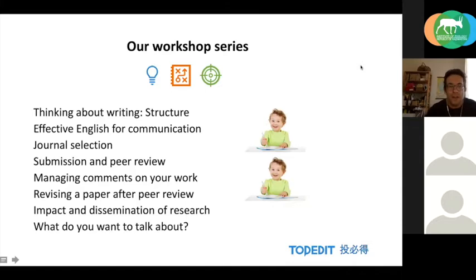So we're on number 4. We talked already about thinking about writing, about structure of academic papers. We talked about effective English for communication. We talked about journal selection in our last session, and today we're going to talk about submission and peer review.